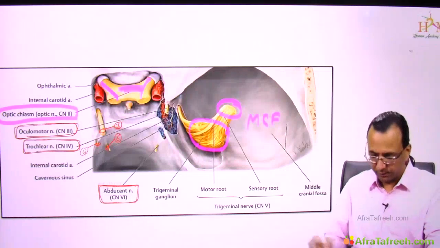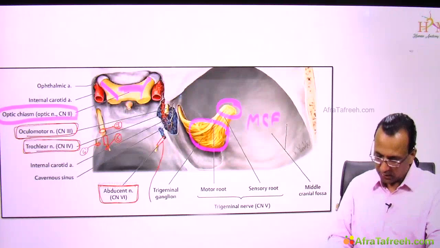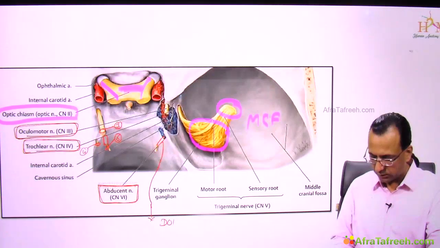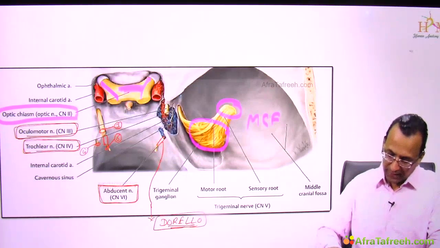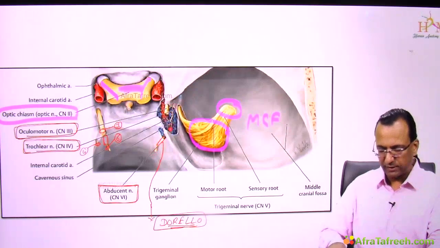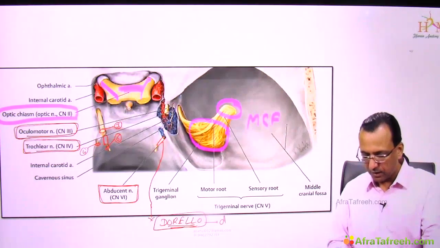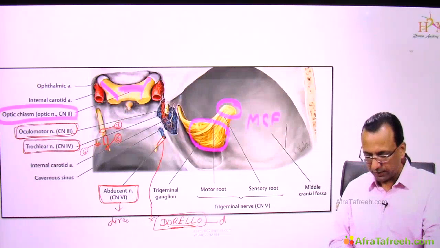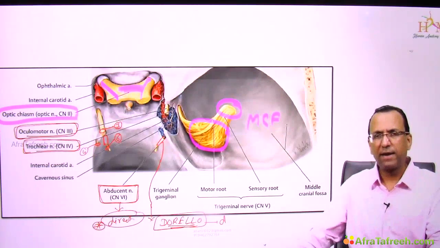Actually, it is passing in Dorello's canal. What is Dorello's canal? It is a PG question, a PGI Chandigarh question. You are telling that the abducens nerve is puncturing the dura mater in the posterior cranial fossa, passing through Dorello's canal to enter the cavernous sinus, and it's a direct content of cavernous sinus. If it is the direct content, that was the answer. Can we magnify it now?